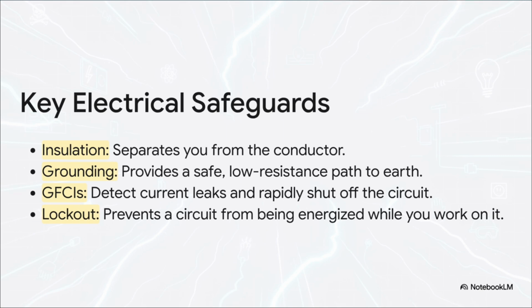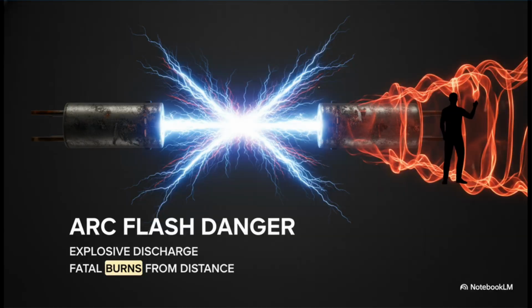Insulation, that's just the rubber coating on a wire, creating a barrier between you and the electricity. Grounding is brilliant. It gives electricity a super easy, safe path to the ground that's way more attractive than going through you. You've probably seen GFCIs in your bathroom. They're the outlets that constantly check for tiny leaks of current and can shut off the power in a split second. And lockout/tagout is a non-negotiable procedure for professionals. It ensures a circuit is physically turned off and locked, so no one can accidentally turn it on while it's being worked on.